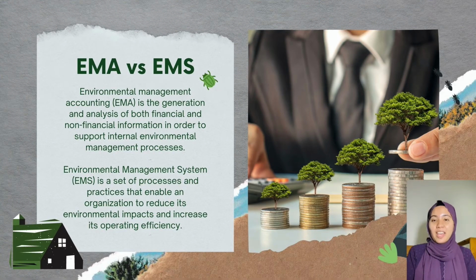What is EMA? EMA is the generation and analysis of both financial and non-financial information to support internal environmental management processes. What is EMS? EMS is a set of processes and practices that enable an organization to reduce its environmental impacts and increase its operating efficiency. We do not present solely about EMA, we just highlight the current initiatives in EMA.